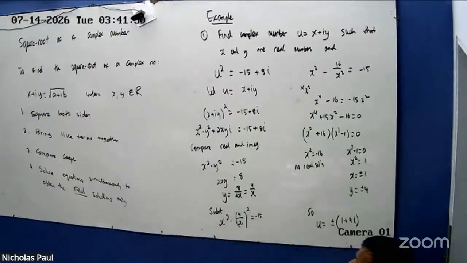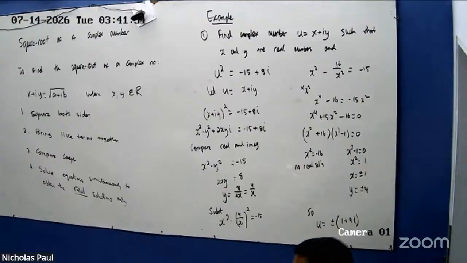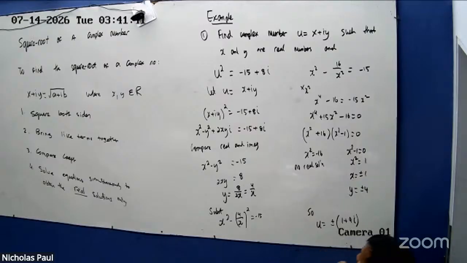Let's do our next one. A question like that would have been 4 marks. That's basically how we do it.